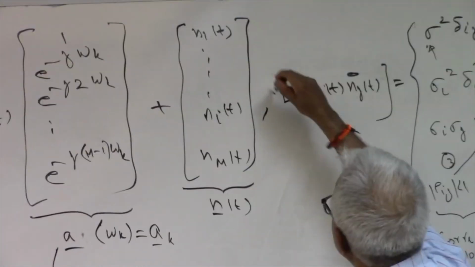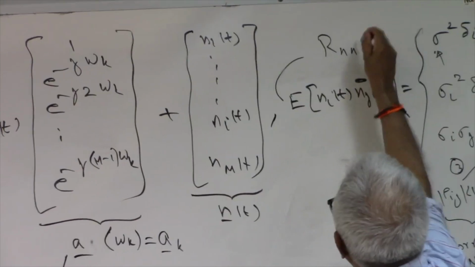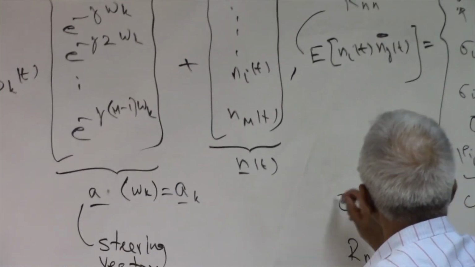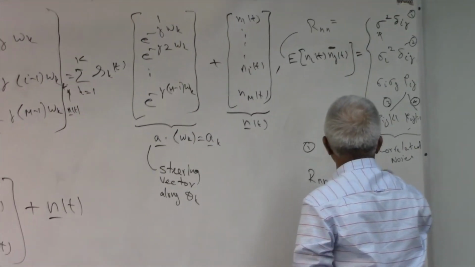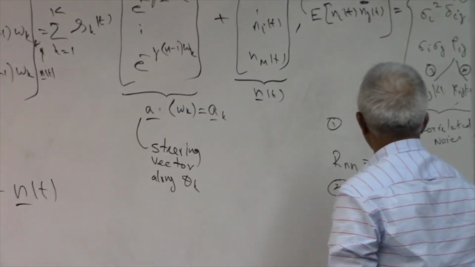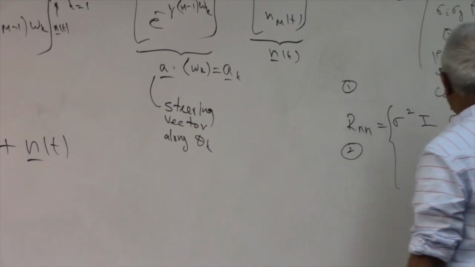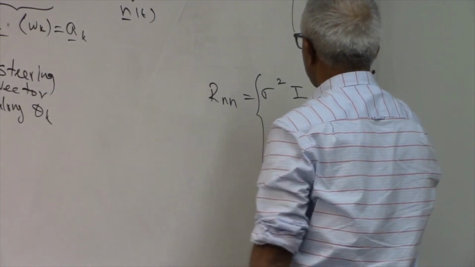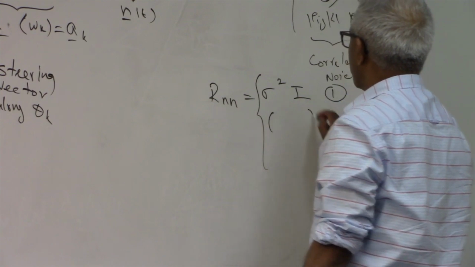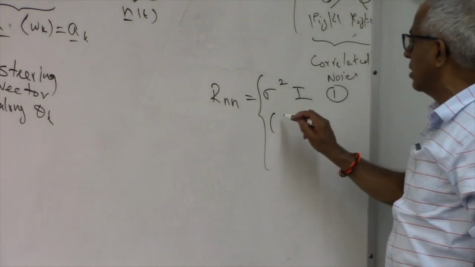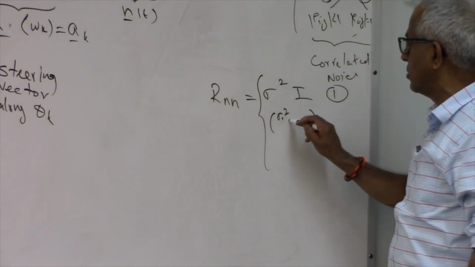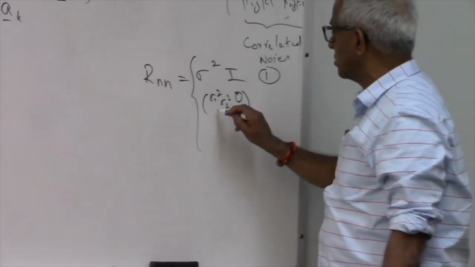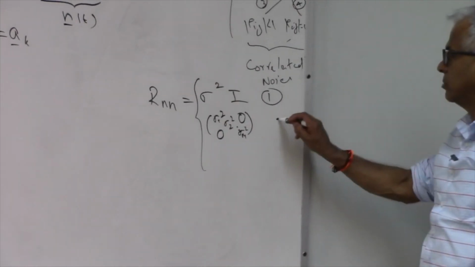If I call this R_NN, the ideal case, case 1, is R_NN equals sigma squared I. Case 2 is still diagonal, so it is sigma 1 squared, sigma 2 squared, etc., sigma m squared, but the rest is 0. That's case 2.